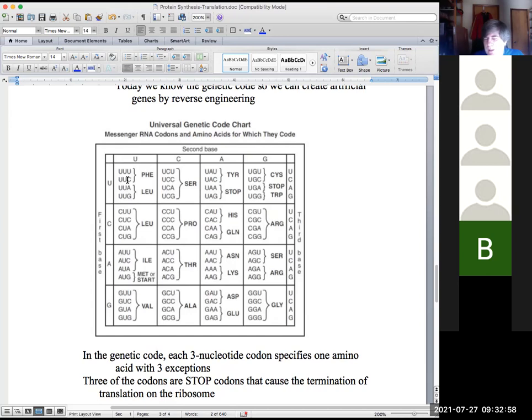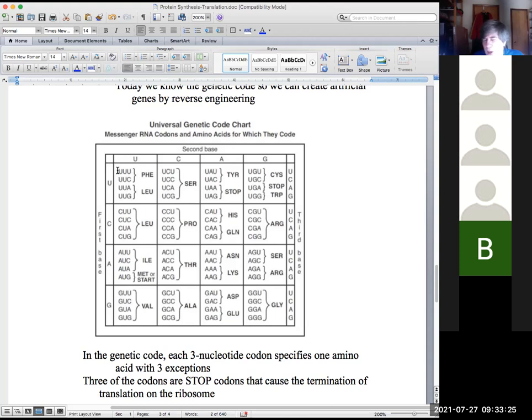Suppose we have a codon that is UUU. This is the codon on the messenger RNA for an amino acid that's abbreviated PHE. PHE is something called phenylalanine. Notice UUC is another codon, and it's also instructions for PHE. So when we look at the genetic code, there's a couple of things that we want to keep in mind.